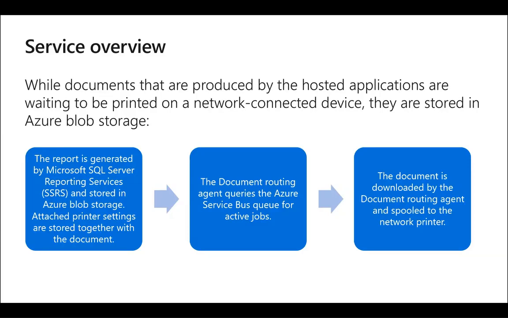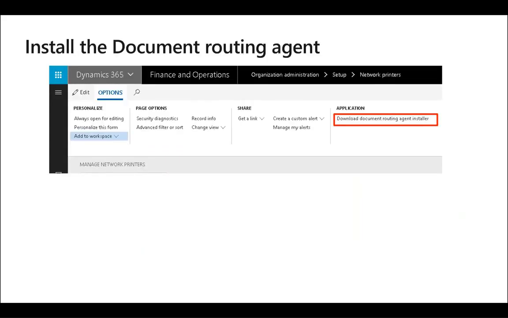Then second, the document routing agent queries the Azure Service Bus queue for active jobs. And last, the document is downloaded by the document routing agent and spooled to the network printer. Install the document routing agent to enable network printing.